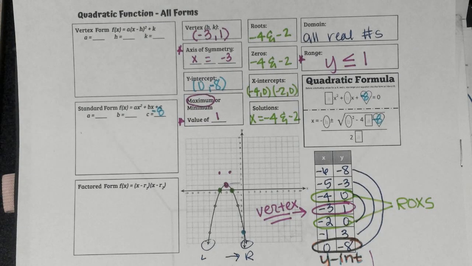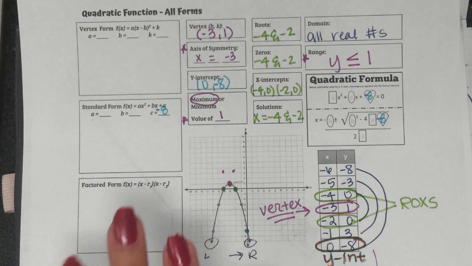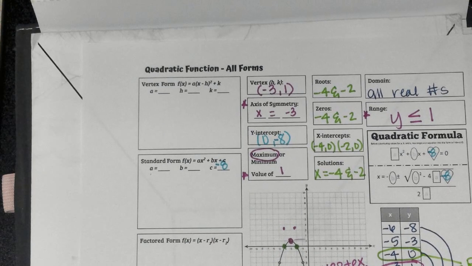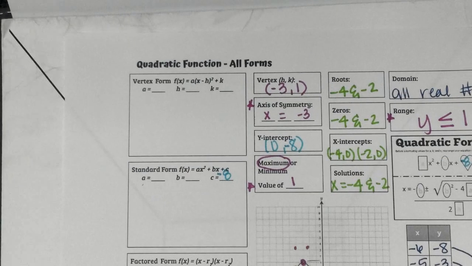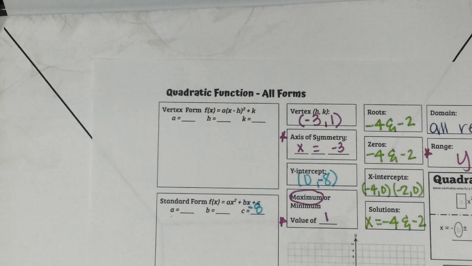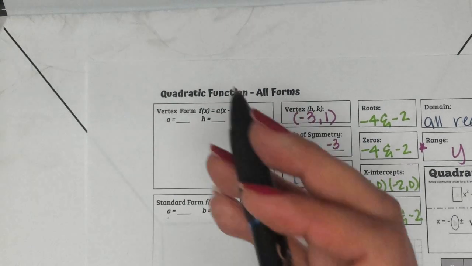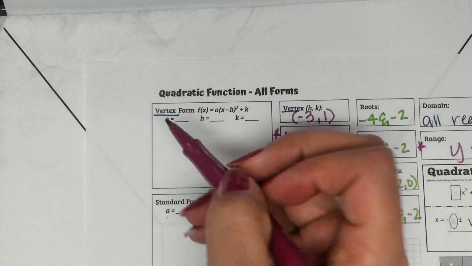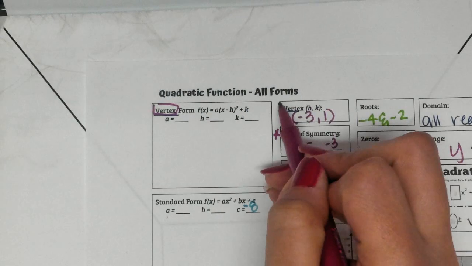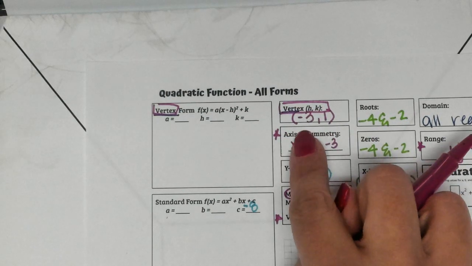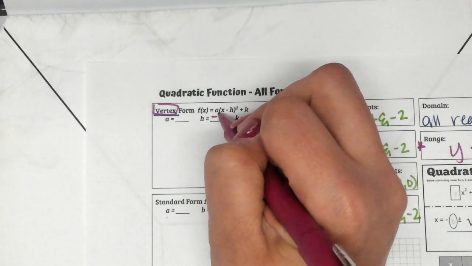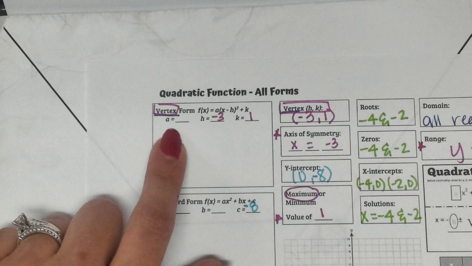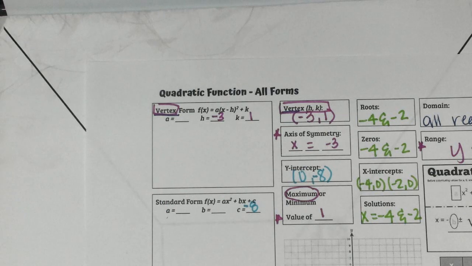All right, all fine and dandy, but now we get to the actual good part of writing these equations. So vertex form. Notice vertex form requires your vertex being -3, 1. H and K, H, K, -3, +1. What we don't know is my A. So we're going to do a little bit of algebra to figure out my A.